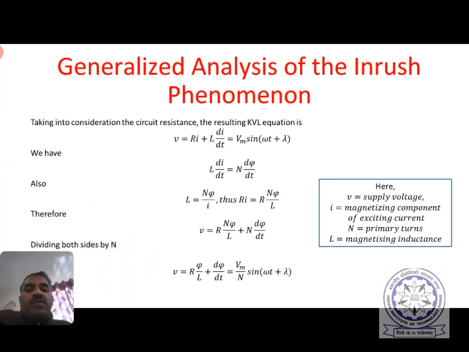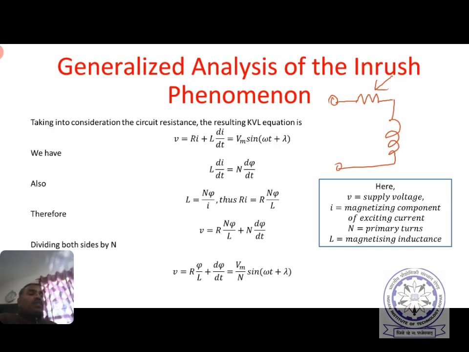Now, generalized analysis of the inrush phenomenon. Until now we have assumed the resistive portion, which is not shown to you, but there is actually a resistive portion. Why will the resistive portion arise? Because this resistance Ri is given like this. It need not represent only the winding resistance loss. It represents the core loss, eddy current loss as well as winding resistance loss.